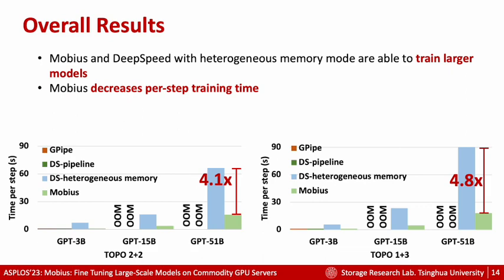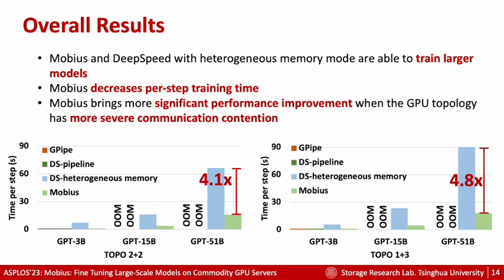Mobius decreases per-step training time by 4.1 times on the Turbo 2+2 server, and 4.8 times on the Turbo 1+3 server. This is because DeepSpeed with heterogeneous memory mode suffers more from communication problems on commodity GPU servers, while Mobius alleviates them with Mobius Partition and the cross-mapping technique. In Turbo 1+3, Mobius brings more significant performance improvement because there are more GPUs sharing the same CPU root complex, causing more severe communication contention.